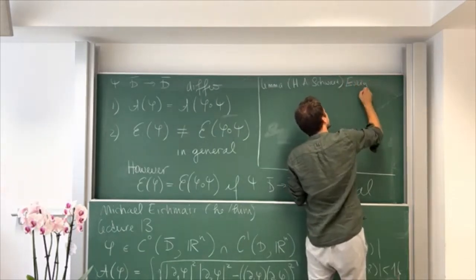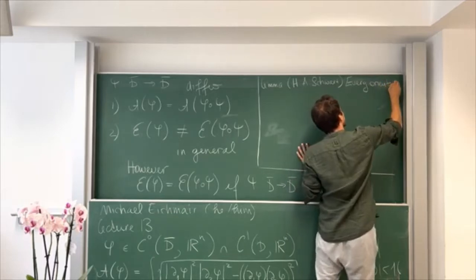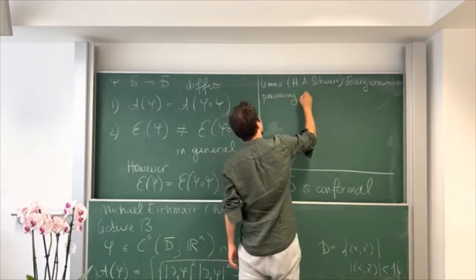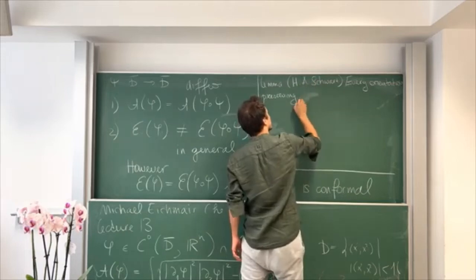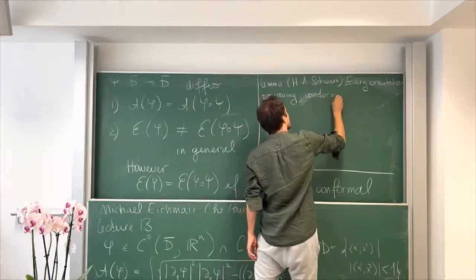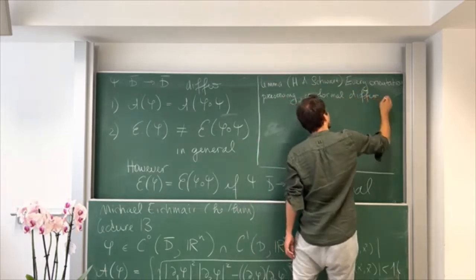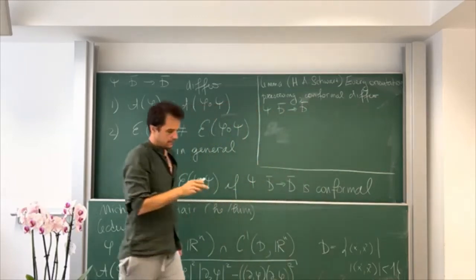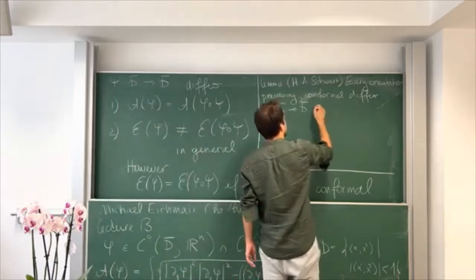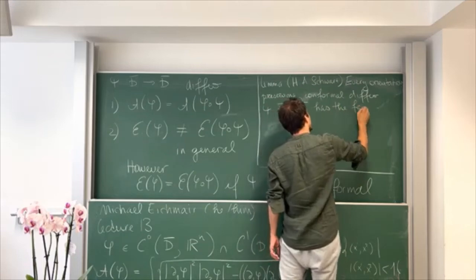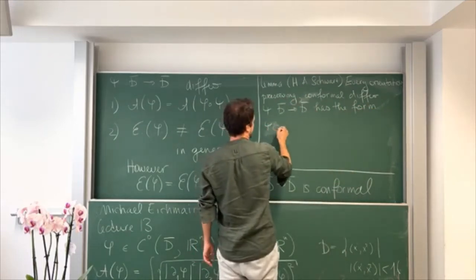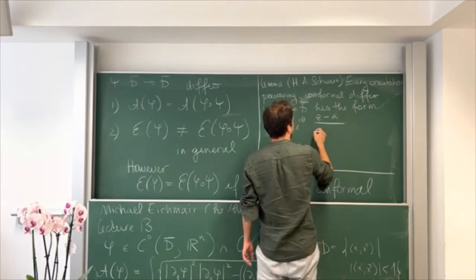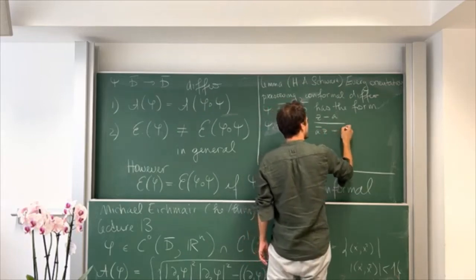So every orientation preserving, angle preserving diffeomorphism psi of the unit disk to itself has the form psi of z is equal to e to the i theta times (z minus a) divided by (a bar z minus 1).